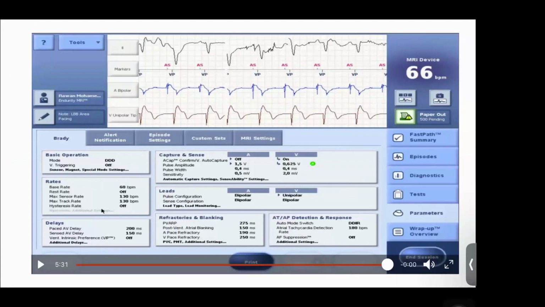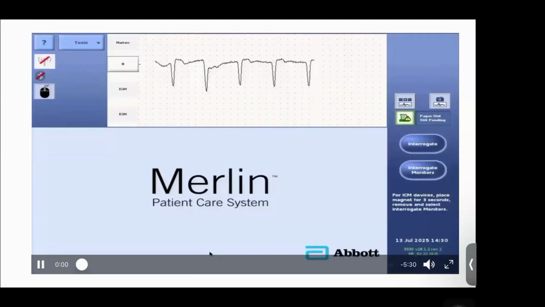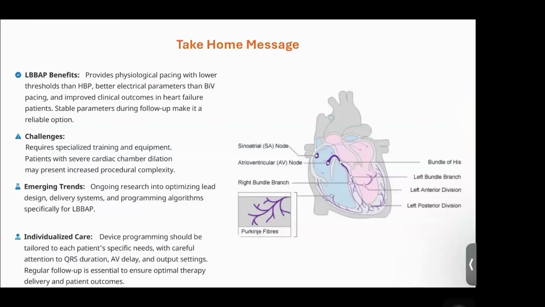Okay. Thank you very much, Dr. Mohamed. Take home message. Yes, please. Left bundle area pacing provides physiological pacing with a lower threshold than His bundle pacing, better electrical parameters than biventricular pacing, and improved clinical outcome in heart failure patients.